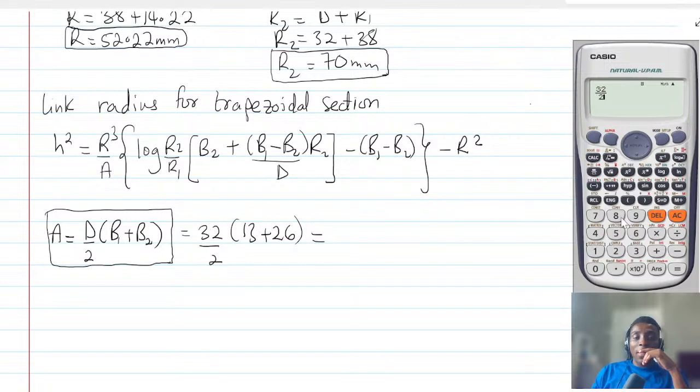32 divided by 2, multiplying 13 plus 26, and that gives us 624. So the area is 624 millimeters squared.